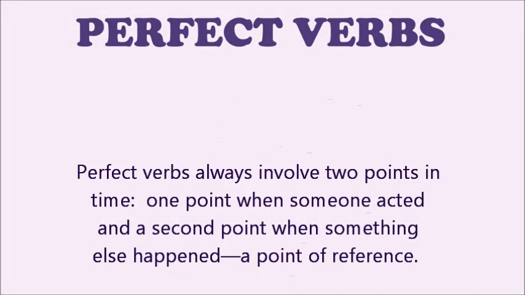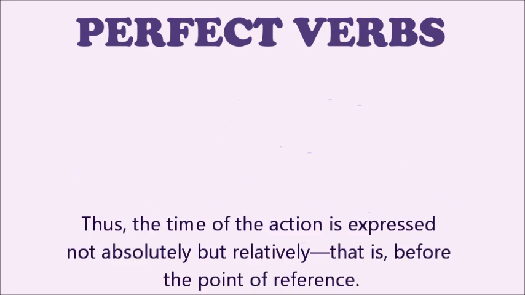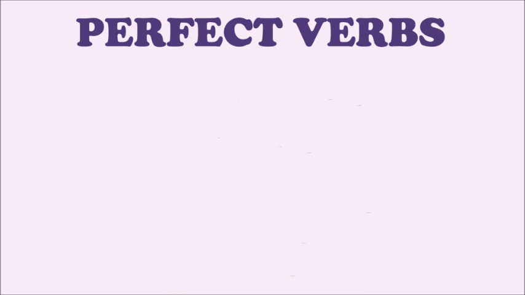Perfect verbs always involve two points in time. One point when someone acted, and a second point when something else happened. A point of reference. Thus, the time of the action is expressed not absolutely, but relatively.